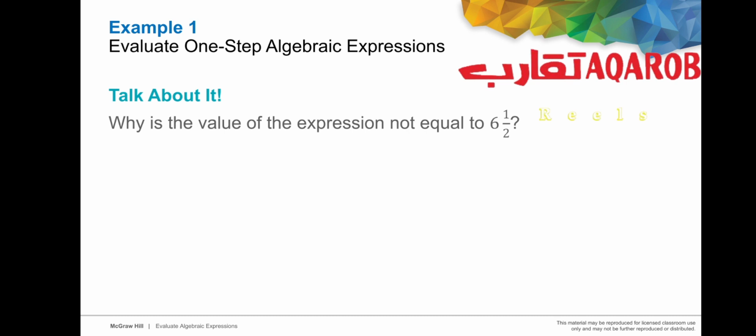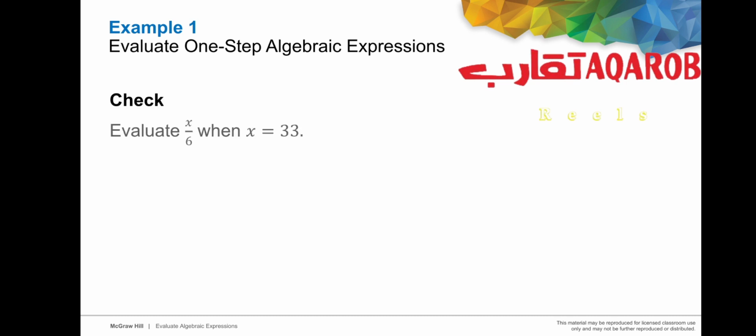As we said before, when there is no operation seen, it means this is multiplication, so you have to multiply them by each other, not just put them together and read the number as it is. No, there is an operation, and you have to do the operation.